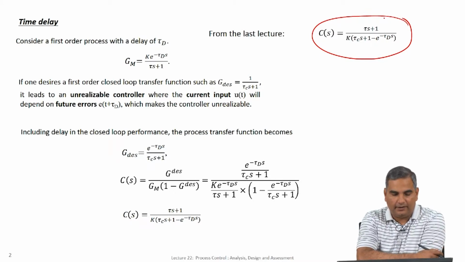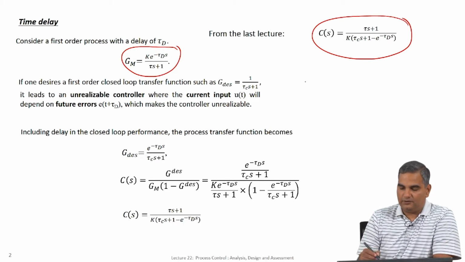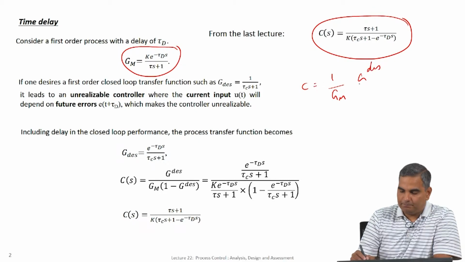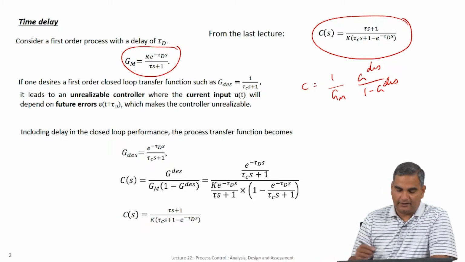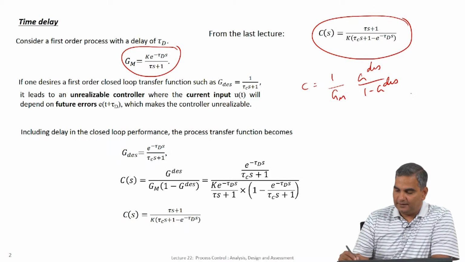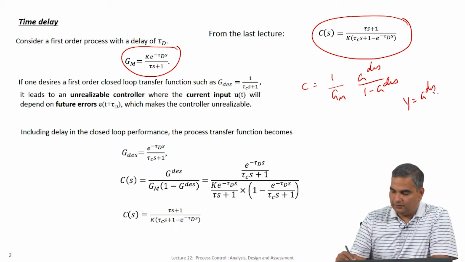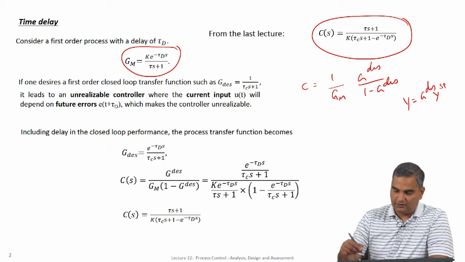So quickly, as a recap, the one thing I just wanted to point out again is that if I have a G model like this, then when I design a controller, you should be very familiar with this equation now: 1 by Gm, G desired by 1 minus G desired. And then if we were to take the G desired as a first order transfer function, which is what I want ideally, where tau c is as small as possible, so that whenever I give a set point, remember, just as a recap, y is G desired times y set point if the model and the process are exactly the same. That is how we derived this equation for a controller.